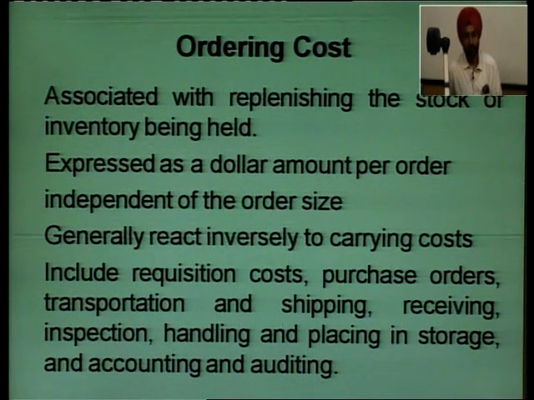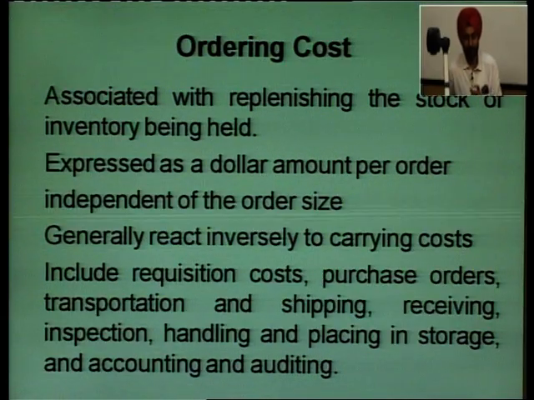In that view, whether your order size is 100 units or 1000 units or 10,000 units, that is going to remain same. Important thing is that in view of your annual demand, if your order size is low, then you will have to give more number of orders during the period, say 1 year.